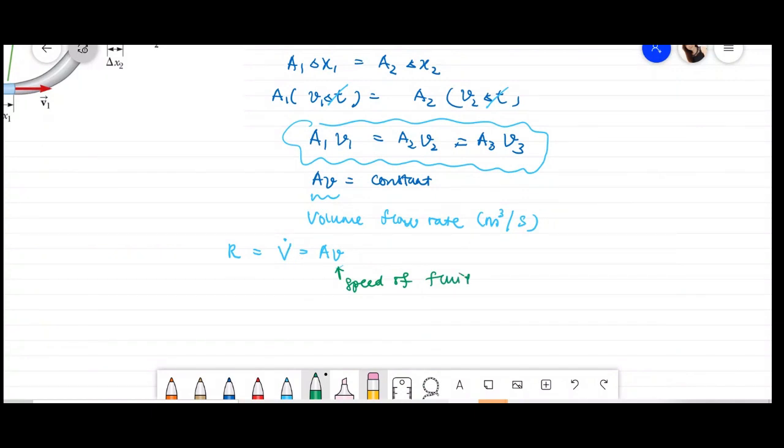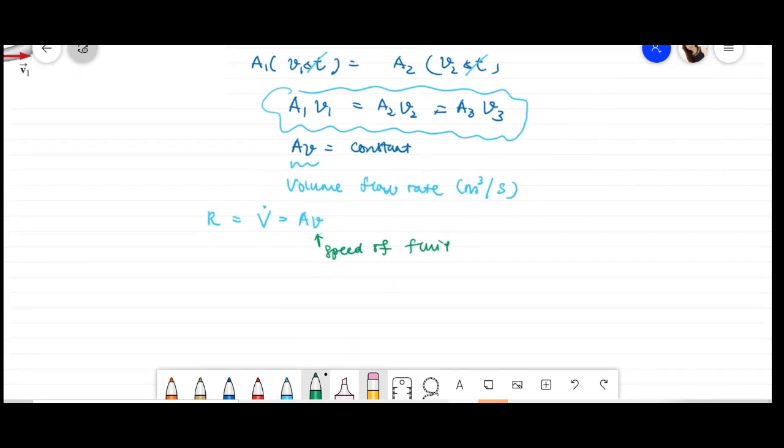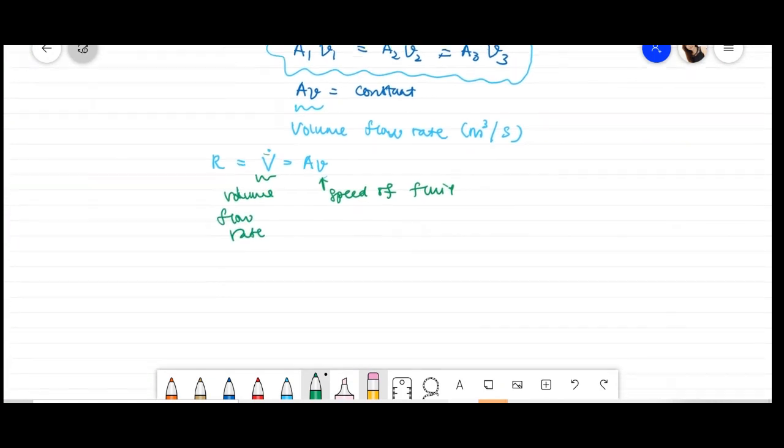Capital letter V, for example, this one refers to volume. Okay, so there's one dot above here, meaning rate, divided by T. So this one is called the volume flow rate. We can also have the other one, called the mass flow rate, m dot. Mass flow rate means delta M over delta T. Okay, and the unit is mass, so kilogram per second.